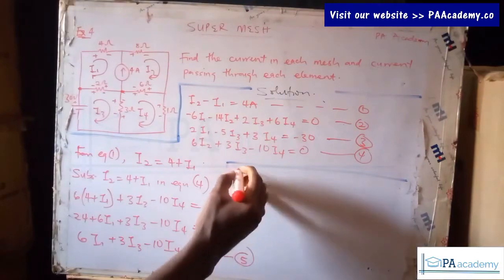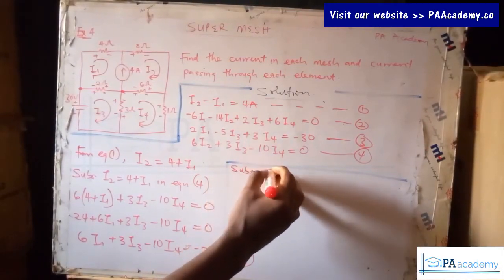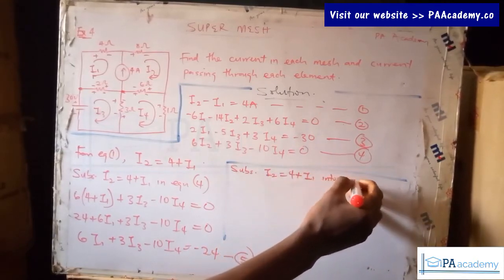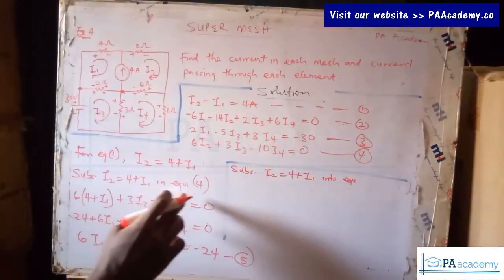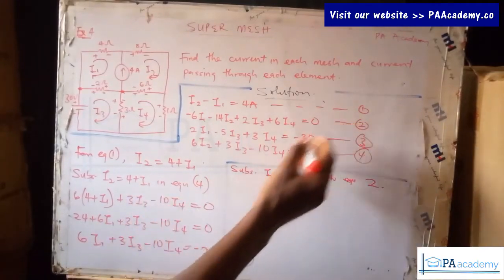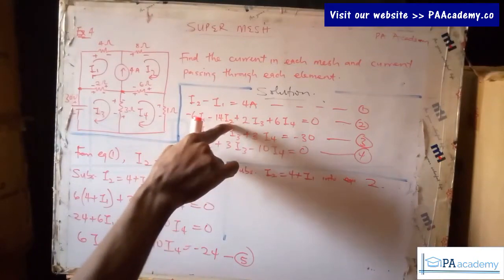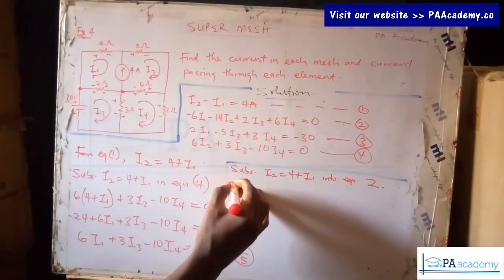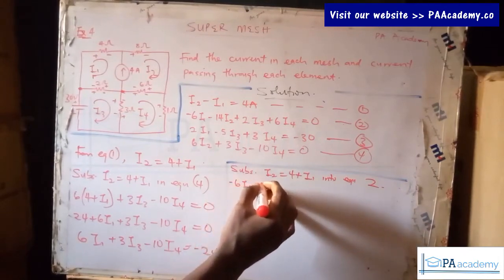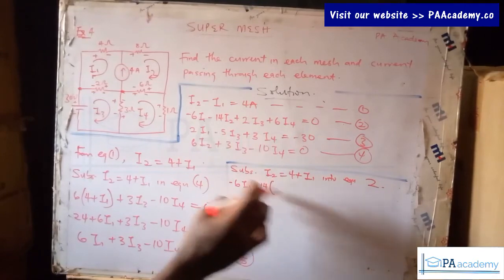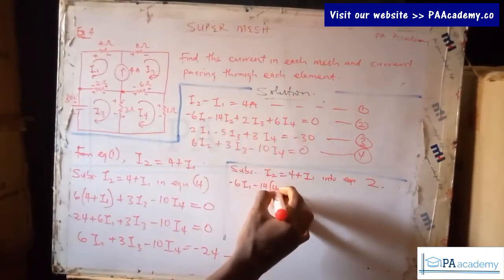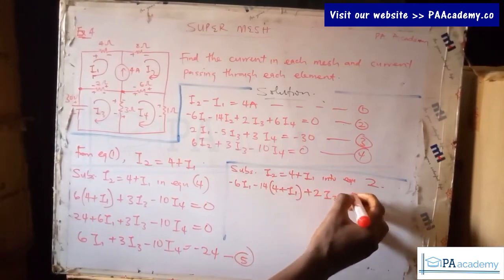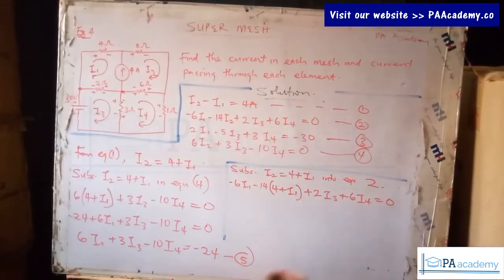So we are going to substitute I2 equals 4 plus I1 into equation 2. So this is equation 2 right here, and this is the place where we have I2. In place of I2, we are going to put 4 plus I1. So we are going to have minus 6I1 minus 14 into brackets. Now instead of I2, we put this value 4 plus I1, plus 2I3 plus 6I4 equals 0.